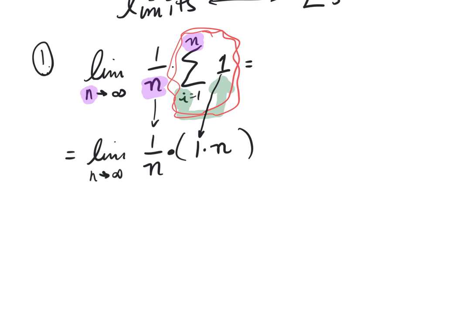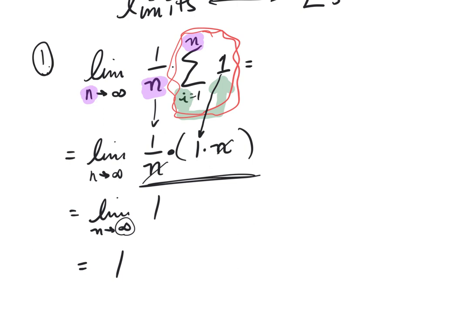Next, I need you to do the multiplication. Again, we're not messing with the limit right now. We're just going to multiply. What's 1 over n times 1n? Well, the n's would cancel top and bottom, so what we're left with is 1. And finally, the limit as n approaches infinity of a constant. In fact, it doesn't even matter that it's infinity in this case, because the limit as n approaches any number of a constant is just going to be that constant.